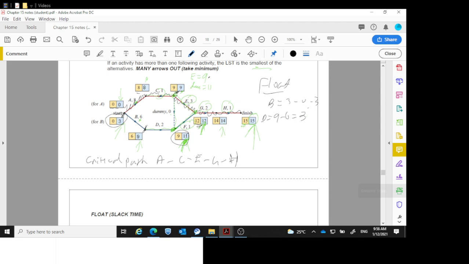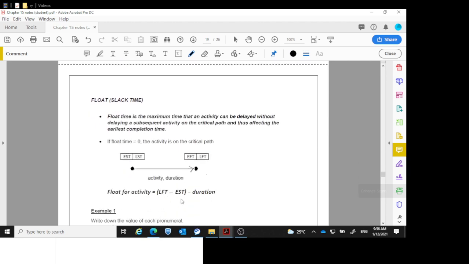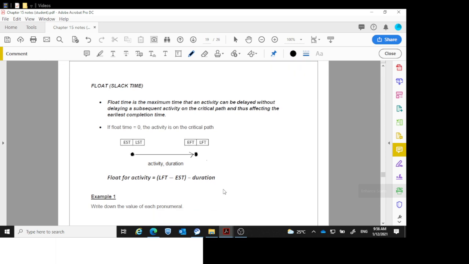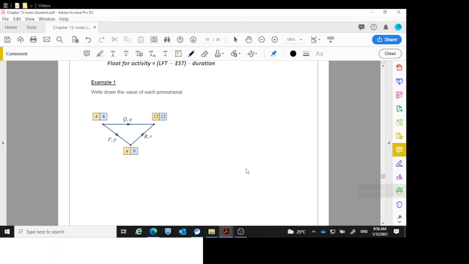The F is not on the critical path. F equals, there's the one where before F starts, 11 minus 9, 2. All the rest are on the critical path. The dummy does not have a float. Okay, so that's how we work out the float, as I just did, LFT minus EST. All right, example 1, write down the value of each pronumeral.